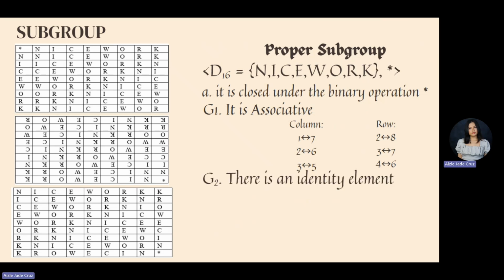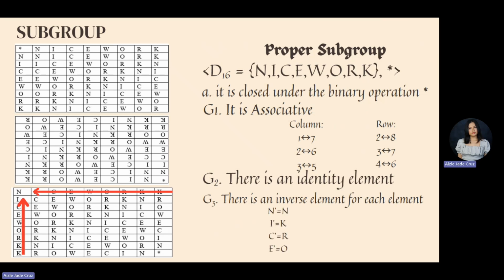Then G sub 2, there is an identity element which is N, where the column and row intersect. Then G sub 3, there is an inverse element for each element: N inverse is equal to N, I inverse is equal to K, C inverse is equal to R, E inverse is equal to O, W inverse is equal to W, O inverse is equal to E, R inverse is equal to C, K inverse is equal to I. As you can see, it satisfies all the conditions of being a group.